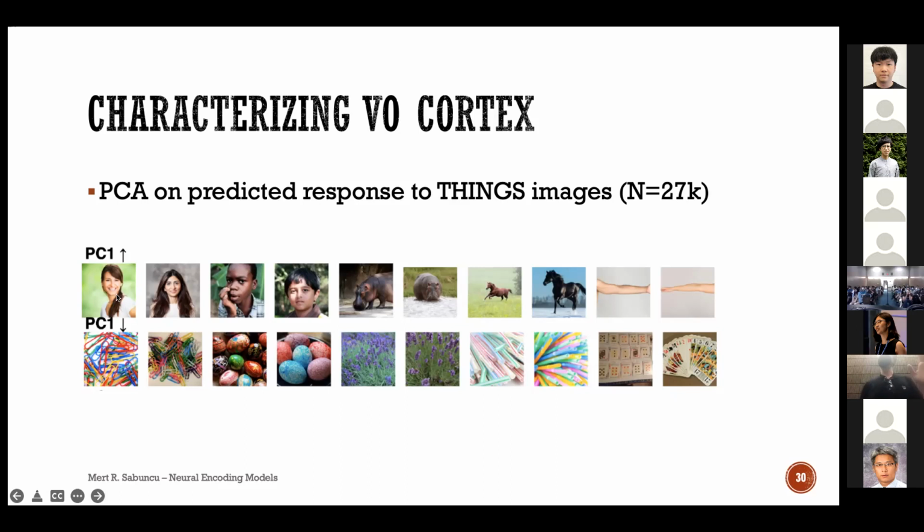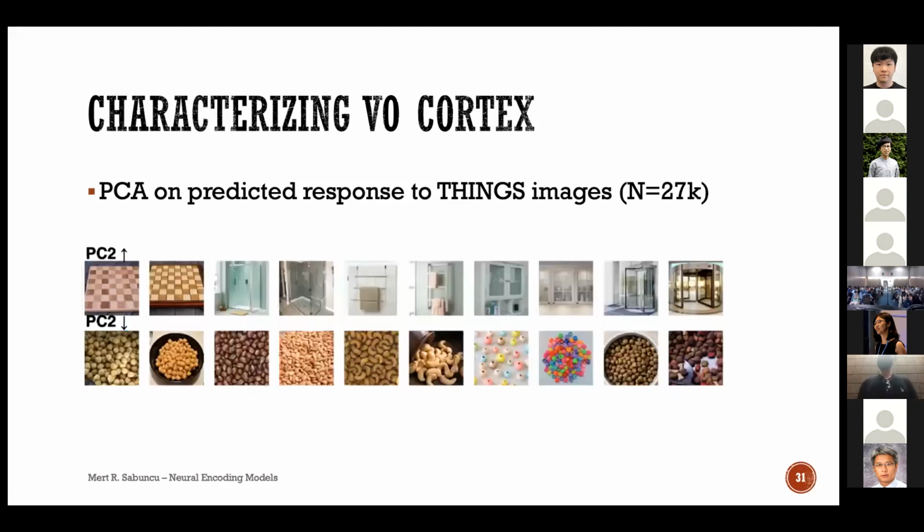And then for VO cortex, on average, we looked at the first principal component, and we looked at the images that activated the first principal component most positively and most negatively. The top row is the most positive images, and the bottom row is the most negative images. One striking interpretation of these results is that this first principal component corresponds to inanimate versus animate, that dimension in VO response. And this is very well studied and well characterized. The second principal component turned out to be rectilinear versus round features. So it corresponded to a shape dimension, which has been speculated.